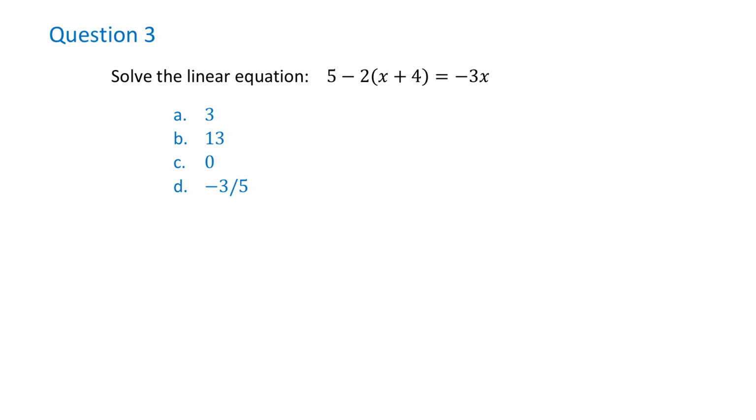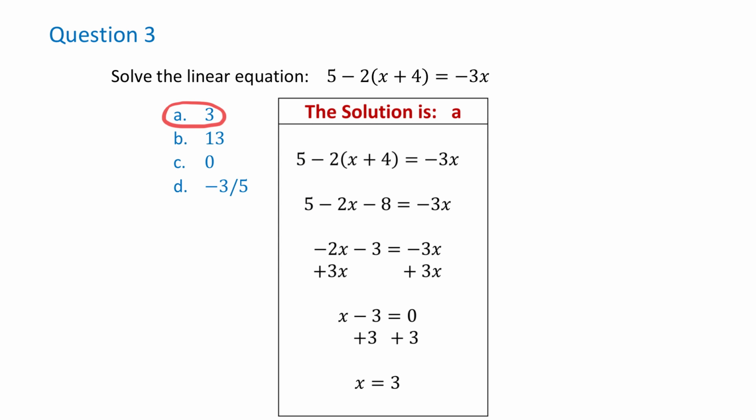Solve the linear equation 5 minus 2 times (x plus 4) equals negative 3x. Please pause the video and find the right solution. Now let's see the correct answer. The correct answer is A.